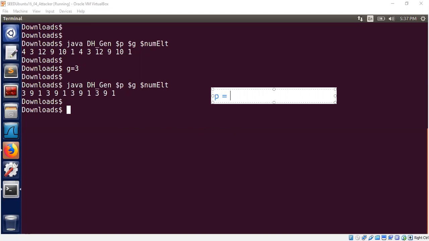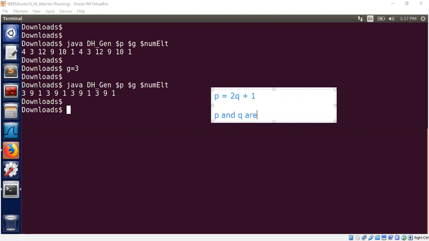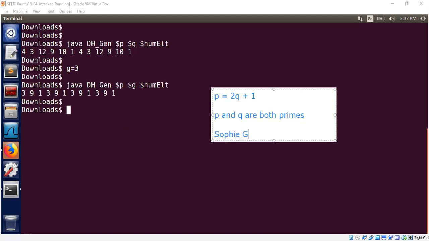So what is a safe prime, by the way? A safe prime has some structure like this. Q is also prime. P and Q are both primes, but P must be equal to 2 times Q plus 1. This kind of prime is related to Sophie Germain primes. She was a French mathematician. So this is basically the safe prime structure. Why do we need a safe prime in the DH algorithm?